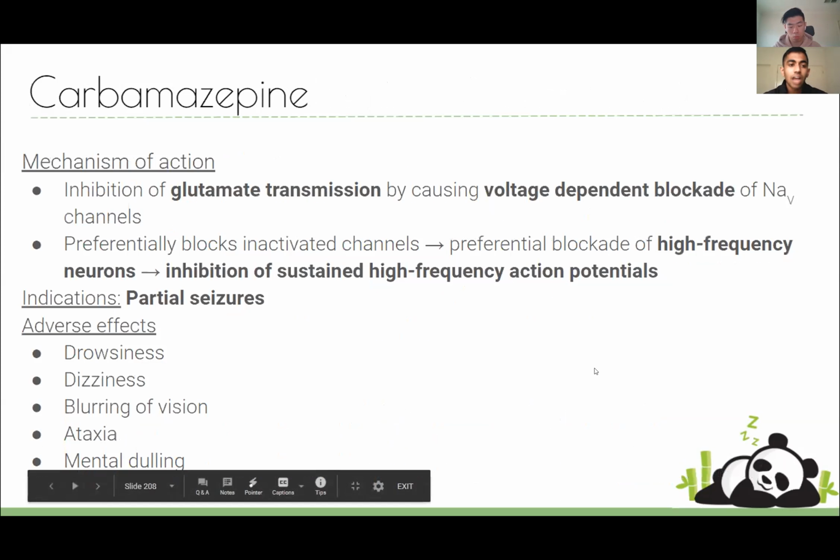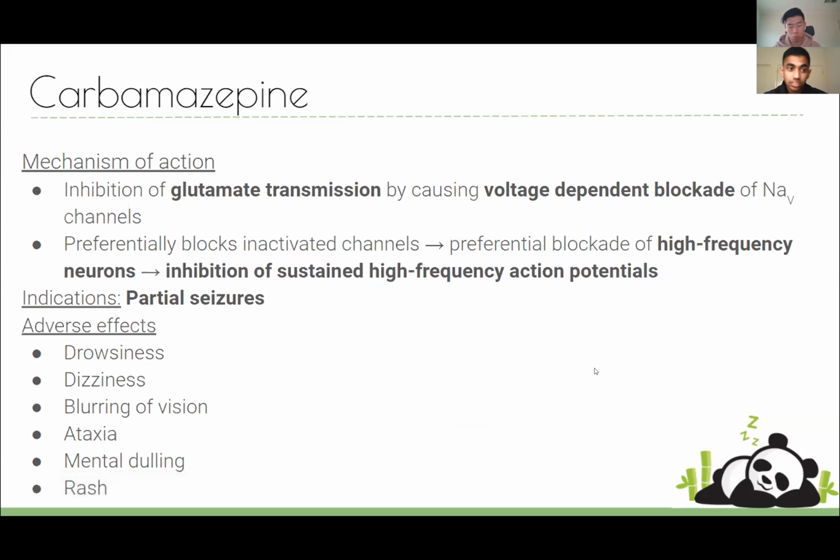So we'll start off with carbamazepine. This is one of the most common drugs that they're using. We inhibit glutamate transmission by blocking those sodium channels, those Na voltage channels. And this will preferentially block our high frequency neurons, the ones that are firing most frequently, which are the ones that are affected in seizures. Those are the ones that are firing, so those are the ones that are problematic.